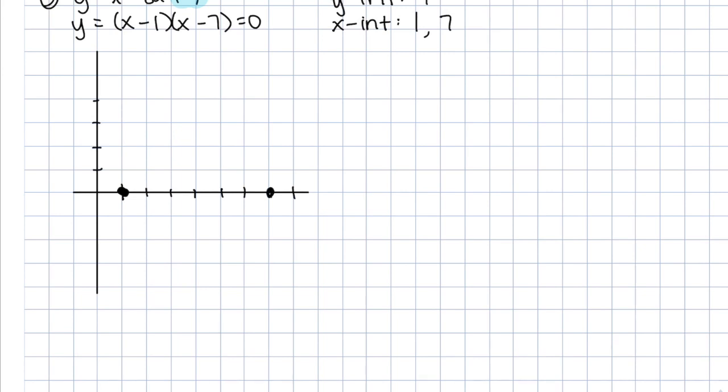And 1, 2, 3, 4, 5, 6. Oh, 7 is way up here for my y-intercept. So this is kind of a tall graph. The next thing we're going to want to try to find is our axis of symmetry.